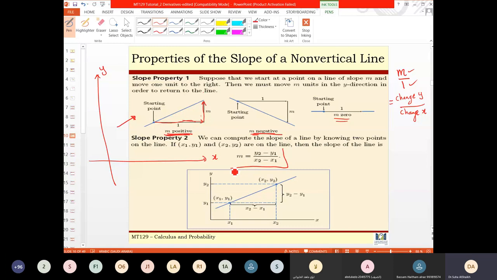And this is one of the most important relations: the y change over the x change. This will give me the slope. M is equal to y2 minus y1 divided by x2 minus x1, which is the change in y over the change in x.